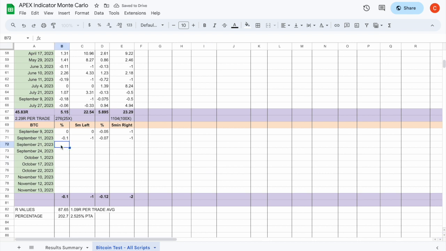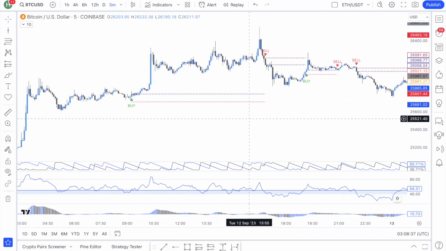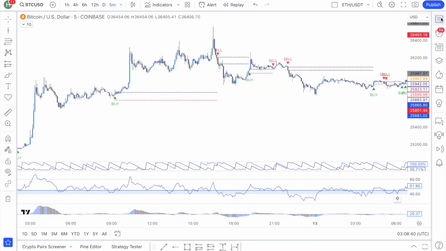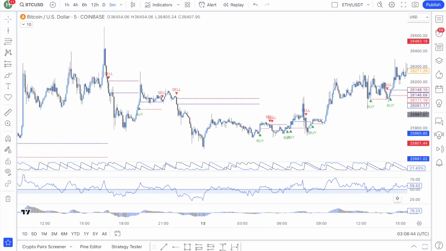So next one is September 21st. All right, so we're going to go there, September. The market's kind of going up and down. 21st, did I say that? 21st, yeah.